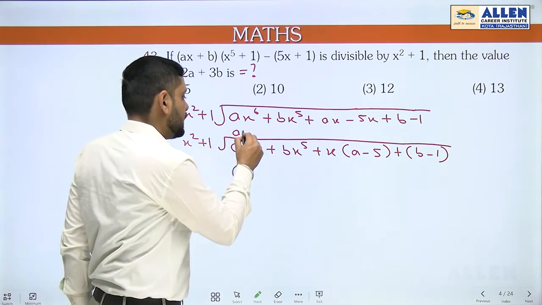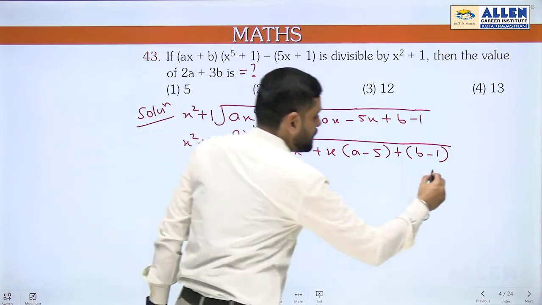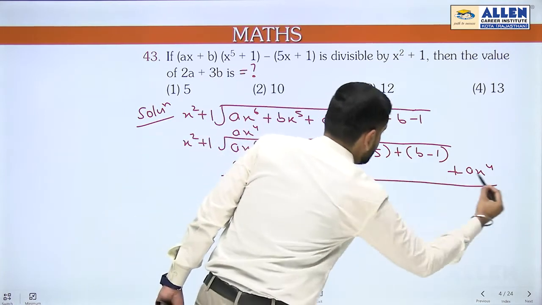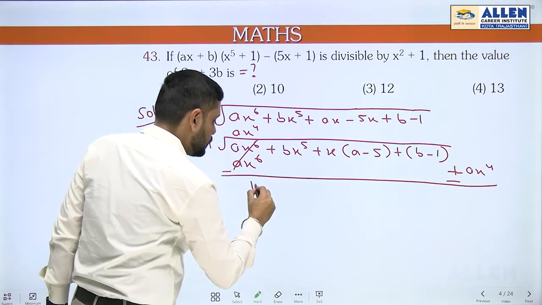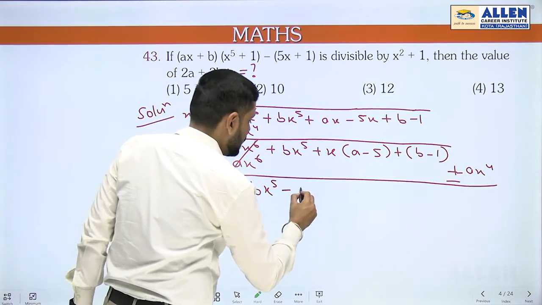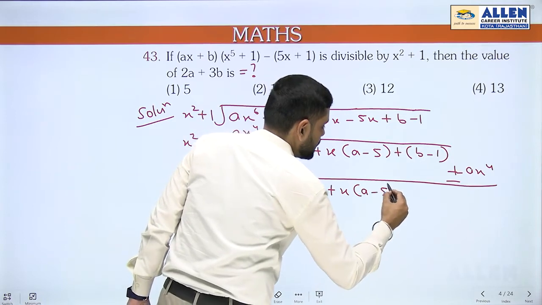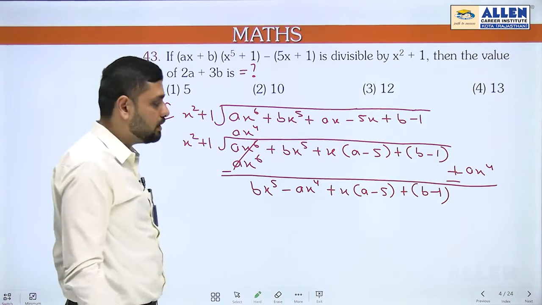So we will multiply by ax^4. We will get ax^6 and plus ax^4 here. Now we will simplify it. We will subtract, and this term will get cancelled. So we will get bx^5 minus ax^4 plus x(a - 5 + b - 1). This thing we will get.